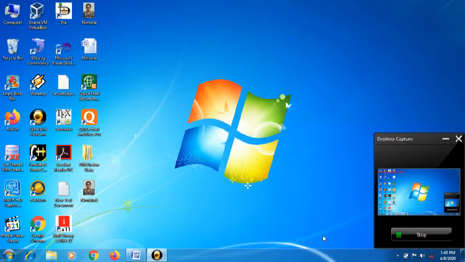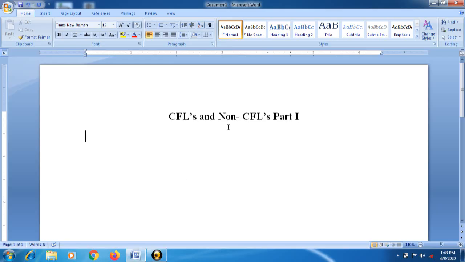Today we are going to see some concepts of CFL and non-CFL. Out of that, today we are going to cover the pumping lemma for regular languages and context-free languages. First of all, we will see what is meant by pumping lemma.